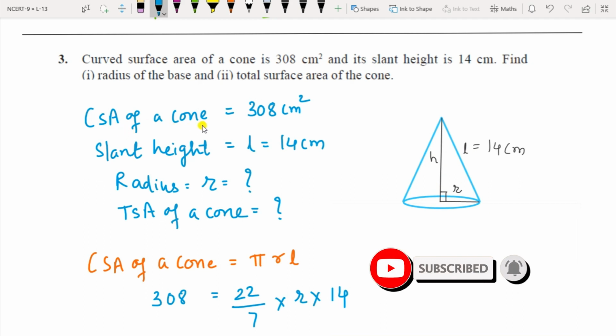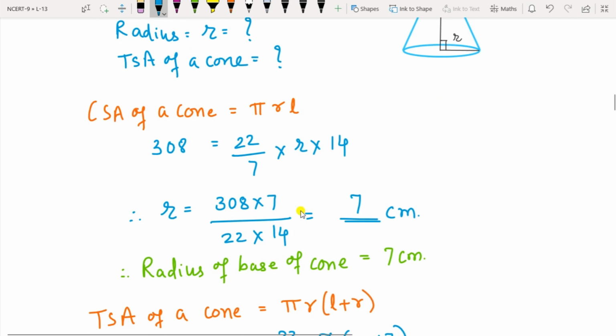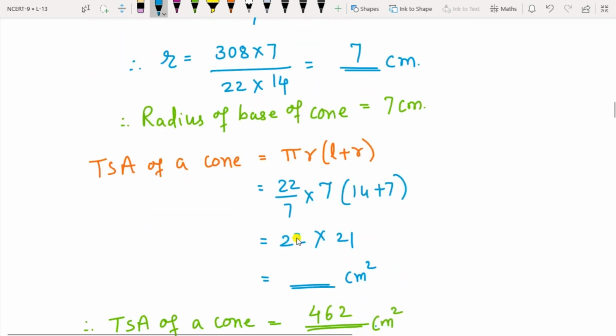Here the curved surface area of the cone is given as 308 centimeter square and slant height L is 14 centimeter. You don't know the radius and you have to find the total surface area too. Using the formula for curved surface area and substituting the values, make R the subject. Therefore R will be equal to 7 centimeter, the radius of the base of the cone. Then using the formula for total surface area, pi r (L plus R), on substituting the values, the total surface area comes out to be 462 centimeter square.